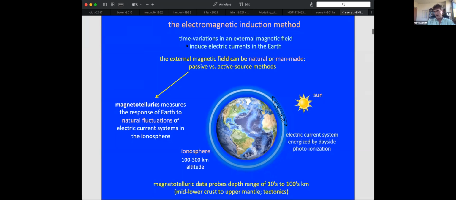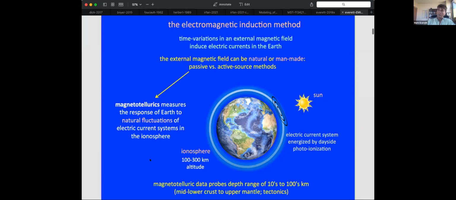In the latter example, we can think about active source methods, and in the former, passive methods such as magnetotellurics, which measures the response of the Earth to natural fluctuations of electric current systems, for example, in the ionosphere shown here. And over here is an example of some kind of electric current system set up in the ionosphere, in this case by solar heating from the sun. It's the SQ daily variation.